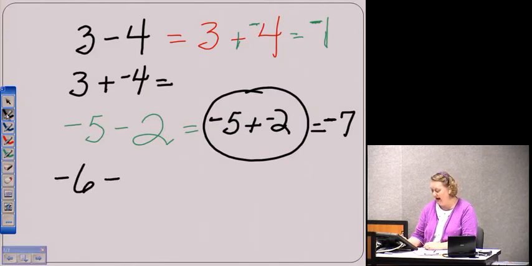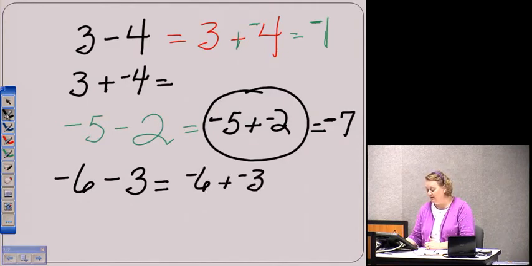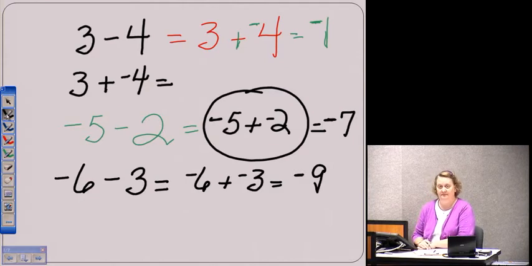-6 subtract 3. The signs are the same. That 3 becomes plus a -3, remember? So the signs are the same. Add and keep the sign.